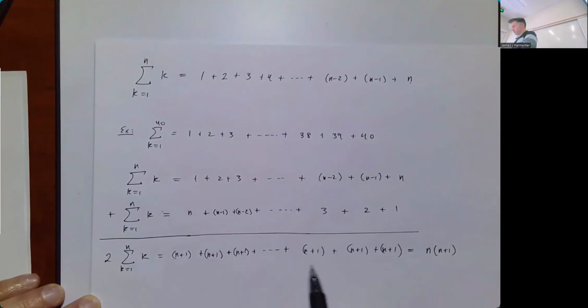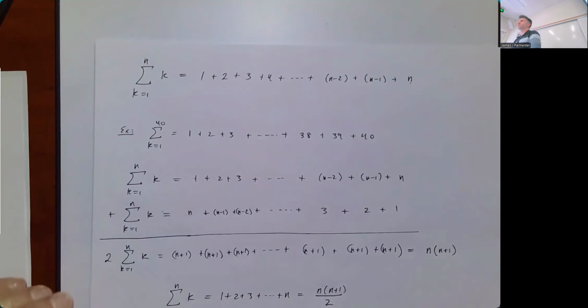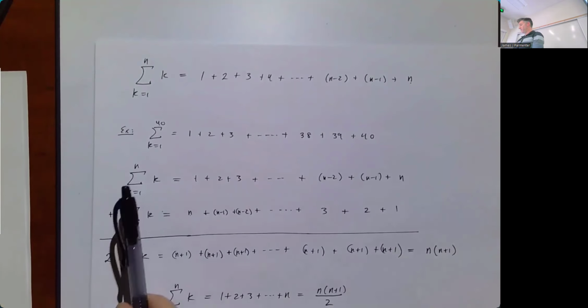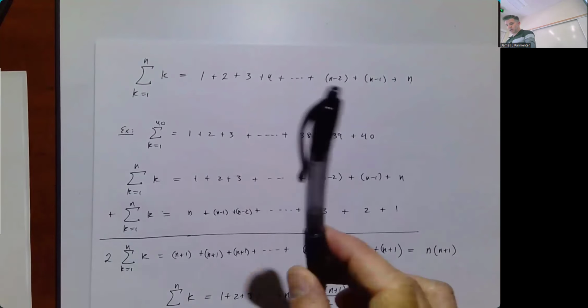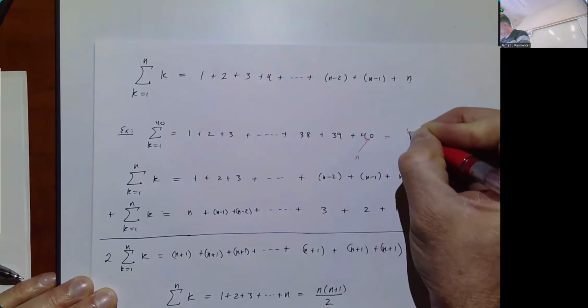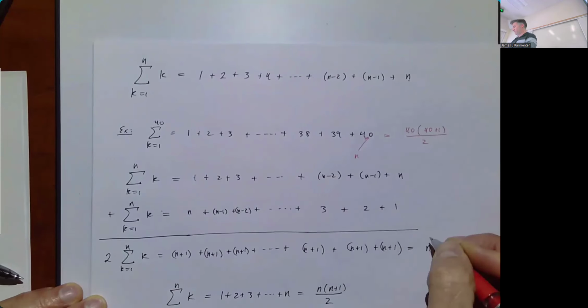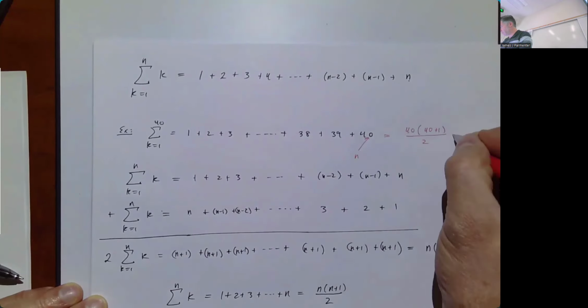But then if I divide both sides by 2, I can say that the sum from k equals 1 to n of k, which is 1 plus 2 plus 3 plus all the way to n, is equal to n times n plus 1 over 2. So just to go back here for a second, if you wanted to know what all the numbers from 1 to 40 added up to, that's going to be 40 as my n. That's 40 times 40 plus 1 divided by 2, which ends up being 20 times 41, which is 820.